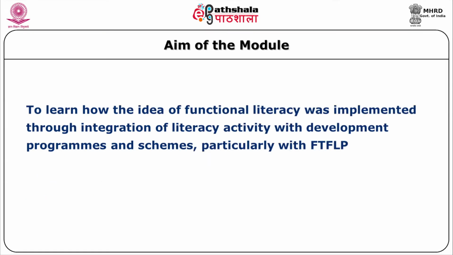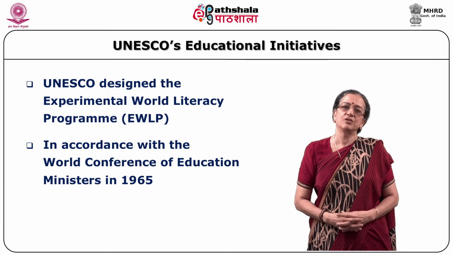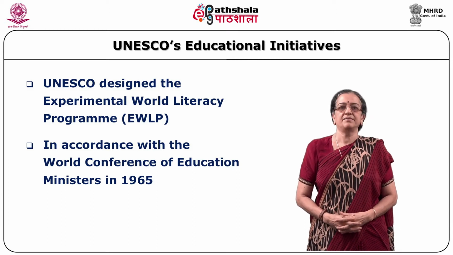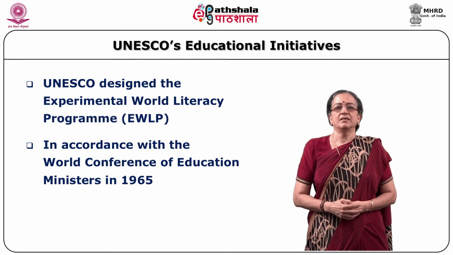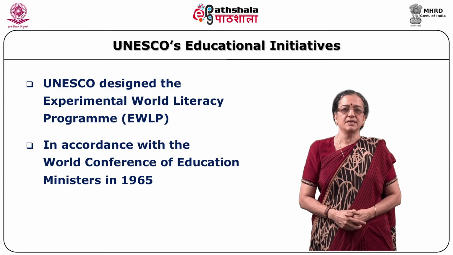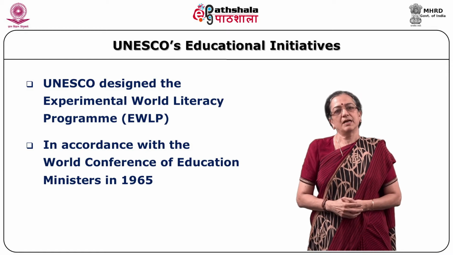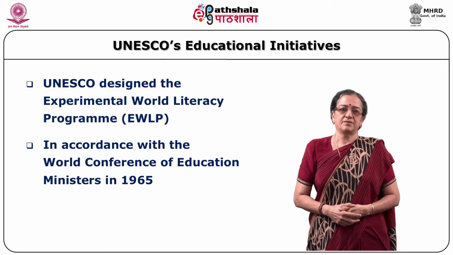This module throws light on how this idea was implemented by integrating literacy with other development programs, particularly the huge program of farmers' training and functional literacy. UNESCO defined functional literacy as literacy integrated with occupation of the learner and directly related to development. Pursuant to the World Conference of Education Ministers in 1965 on eradication of illiteracy, UNESCO, together with UNDP, built up a huge program on experimental world literacy project.